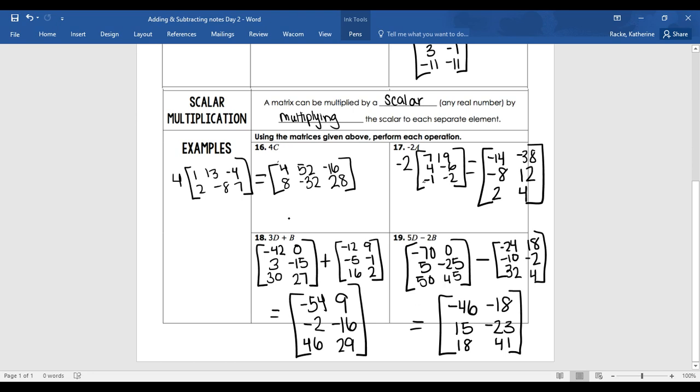Okay, and that is just a little review of what we did yesterday, addition and subtraction and scalar multiplication.